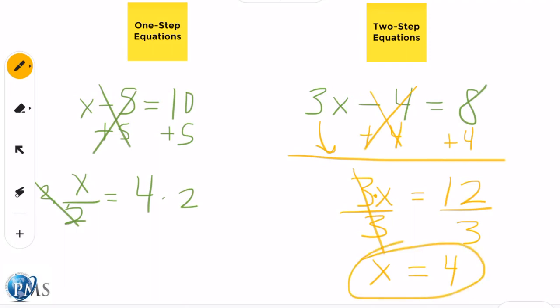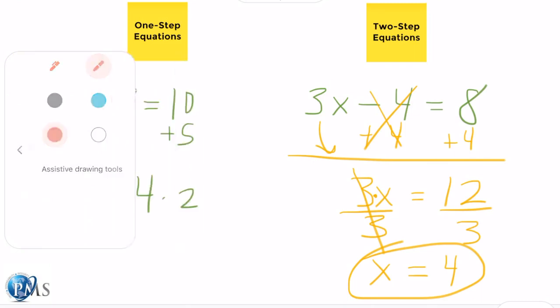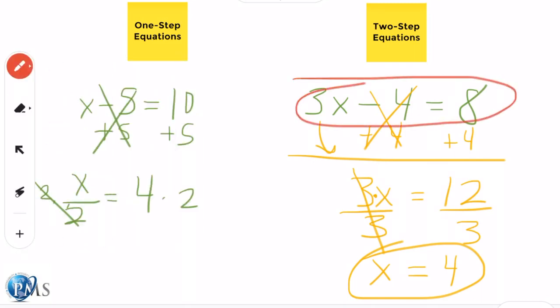Remember, you could always check. And I would recommend that you check your answer just to make sure it's right by plugging it into the original equation, which is right up here. 3x minus 4 equals 8. So if we plug in our answer, which is 4, we could test it by going like this. Let's take out our x, and let's replace it with 4, and we'll see what happens.